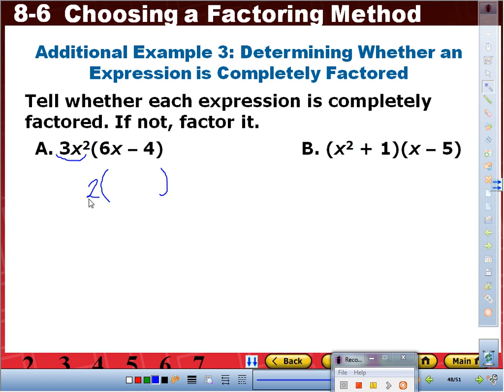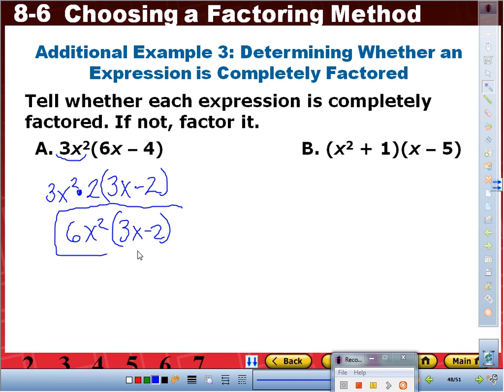What is 6x divided by 2? 3x. What is negative 4 divided by 2? Negative 2. And what was the 3x squared doing? It was multiplying, wasn't it? So you bring that down as a multiplication, right? Because you're not going to leave your cool friend out of the loop, right? So 3x squared times 2, that's what? 6x squared. Bring down your binomial, 3x minus 2. Now it's completely factored. So you just write factored.